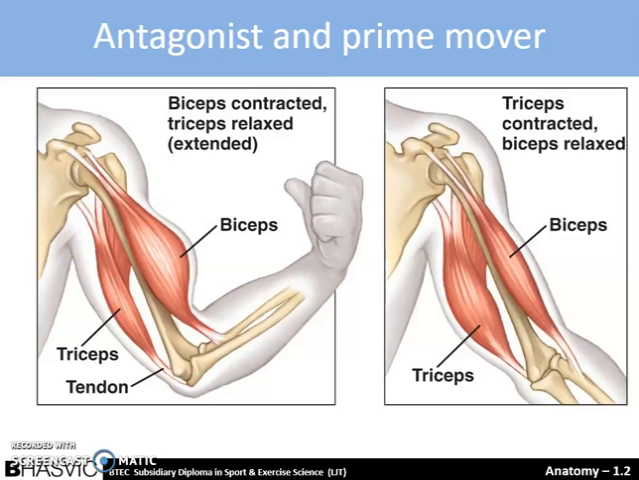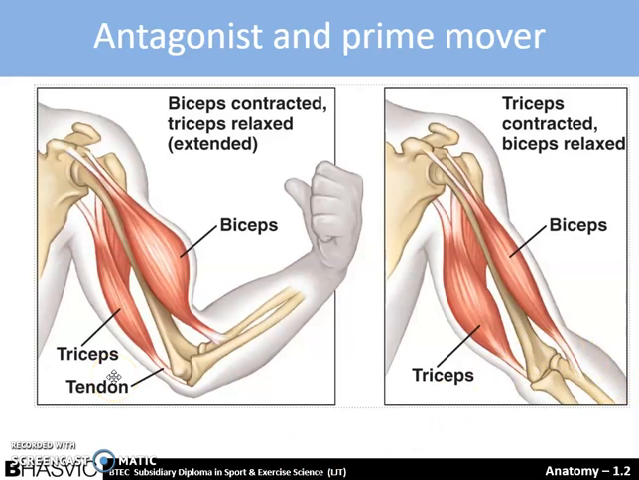This is the muscle that produces the most force and is responsible for the contraction and the movement taking place. In this diagram on the left, the biceps are contracted and the triceps are relaxed. The tricep relaxes here as the bicep contracts, shortening, pulling this bone upwards in the contraction. In this diagram on the right, the triceps are contracted, the biceps are relaxed, lengthening, so the bone can move back, extending back to its original position.